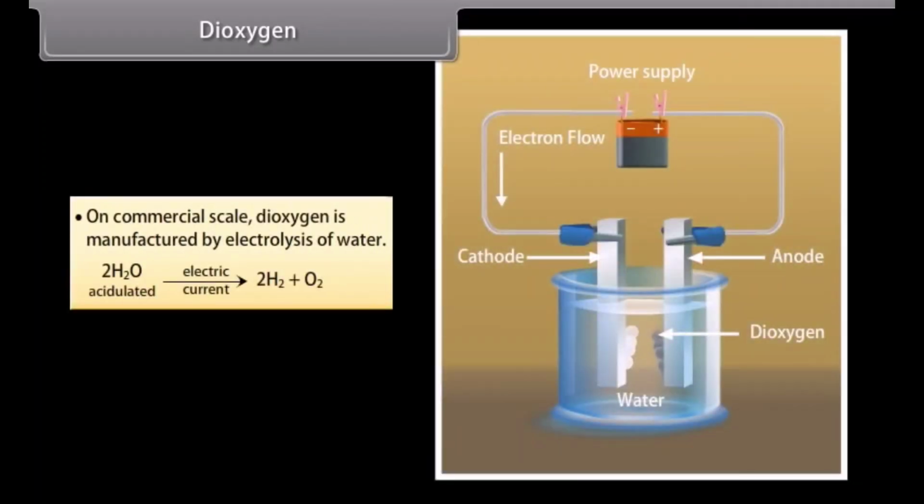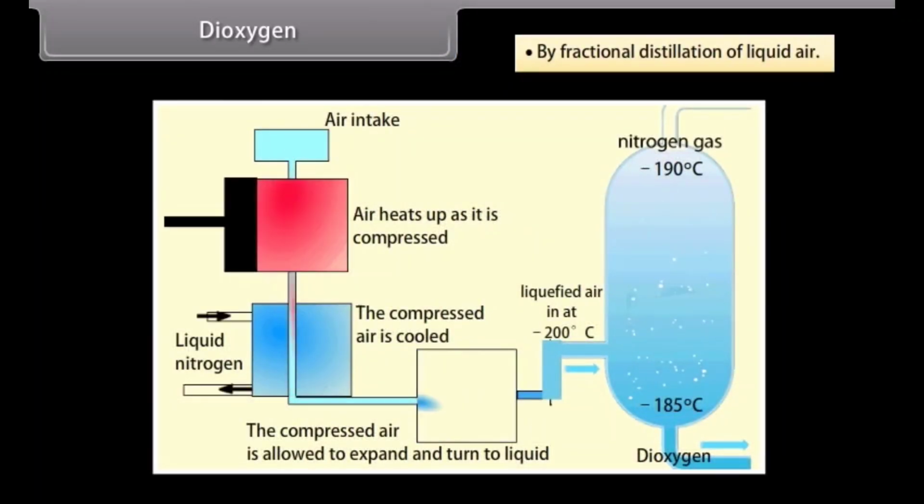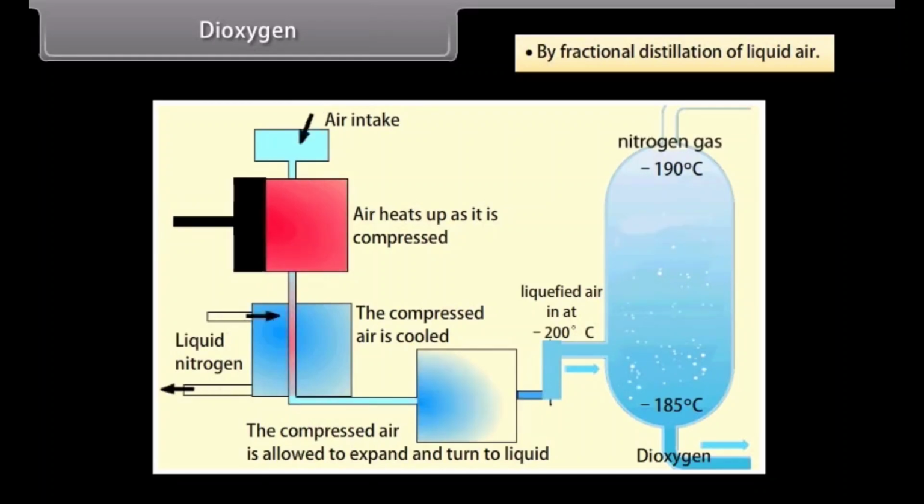On commercial scale, dioxygen is manufactured by electrolysis of water, and by fractional distillation of liquid air. When liquid air is distilled, nitrogen, with a lower boiling point, distills out first, leaving behind practically pure dioxygen.